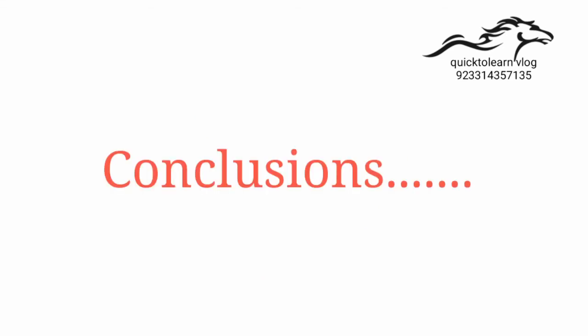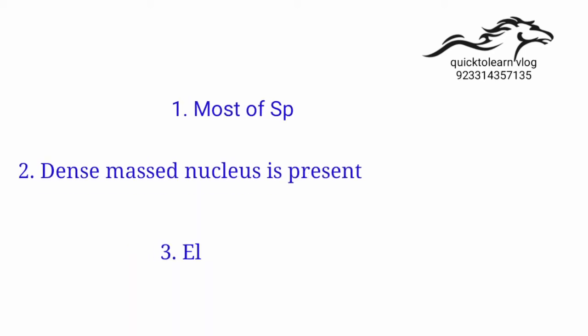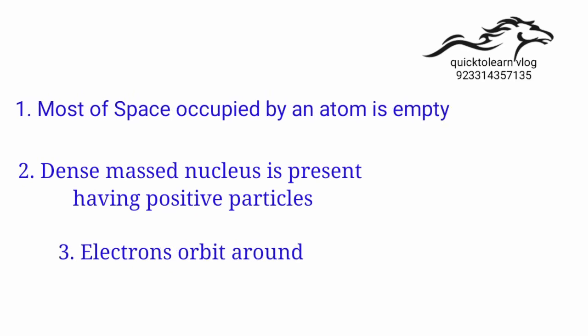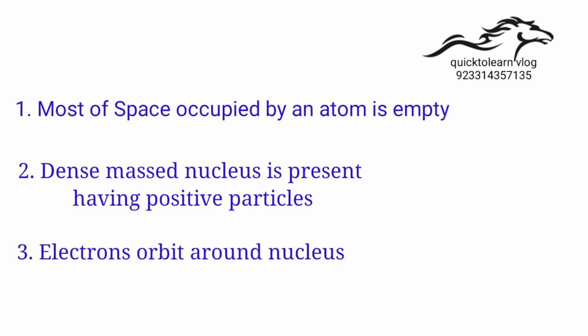What are the conclusions that were drawn by Rutherford? Most of the space occupied by an atom is empty. That is why the particles pass through undeflected. Second, a dense mass, the nucleus, is present having positive particles, which causes the deflection of the alpha particles at large angles. Electrons orbit around the nucleus.